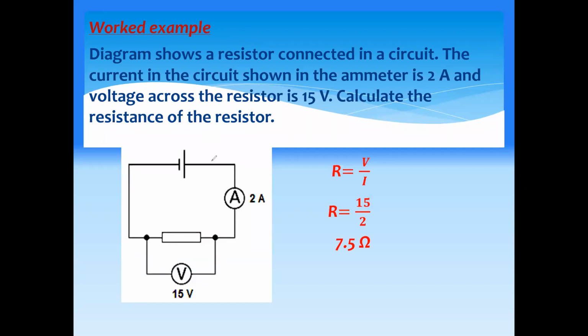And about the voltmeter, as we discussed in O levels as well, a voltmeter is always connected in parallel to the component, and ammeters are always connected in series.